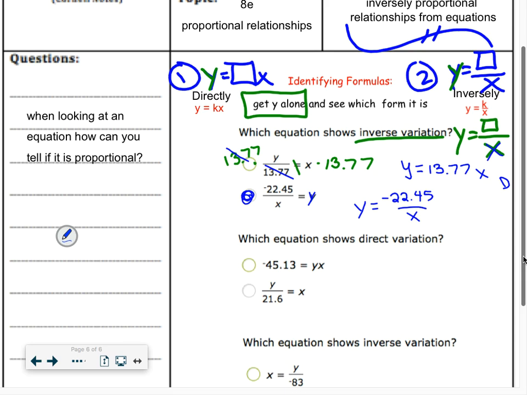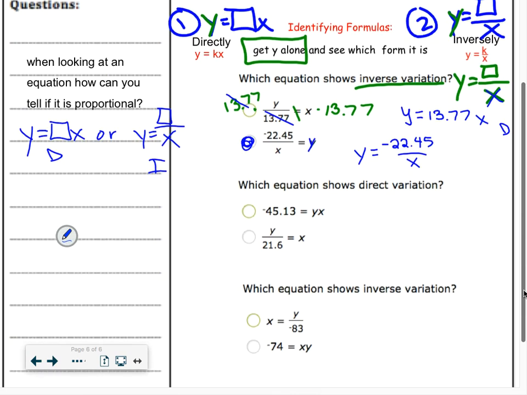So let me just summarize your main goal here today. Your main goal, y by itself. Okay, once you get y alone, it's either going to look like this, or it's going to look like this. Those are the two things that it's going to be. When you get y alone, it's going to be one or the other. Direct is when you're timesing, inverse is when you're dividing. Okay?